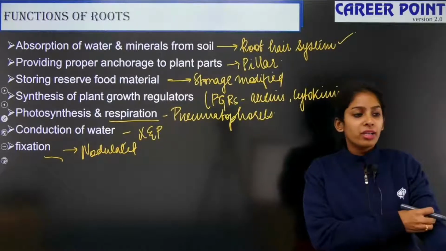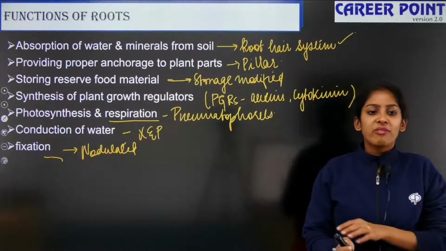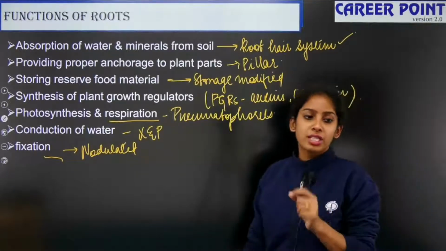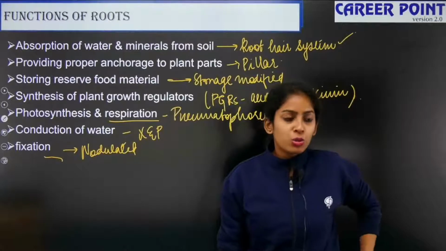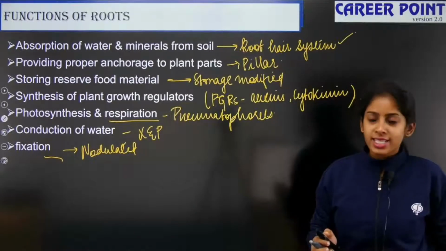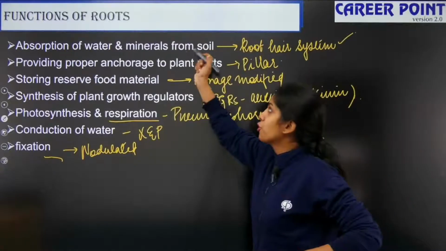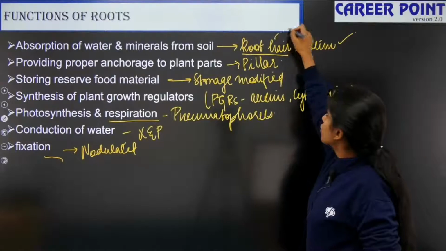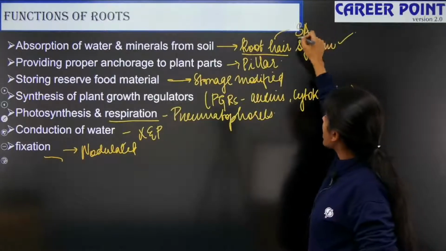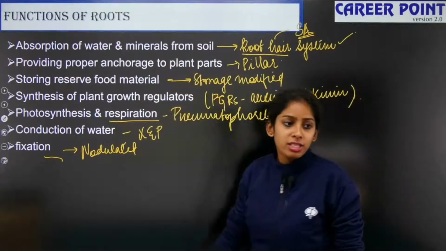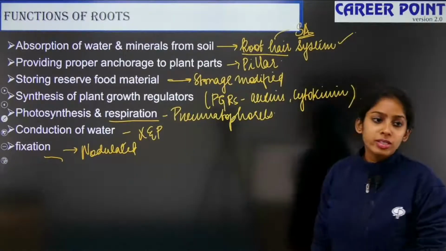Hope I am clear with the root. Shall we move forward with the stem? The stem is pretty short, but the modification of the stem is what is confusing. Which one do you want me to repeat, the functions of the root? The first function is absorption of water and minerals from the soil because it has root hairs. Root hairs have increased surface area that helps in absorbing water, so that is the reason it helps in the absorption of water and minerals from the soil.